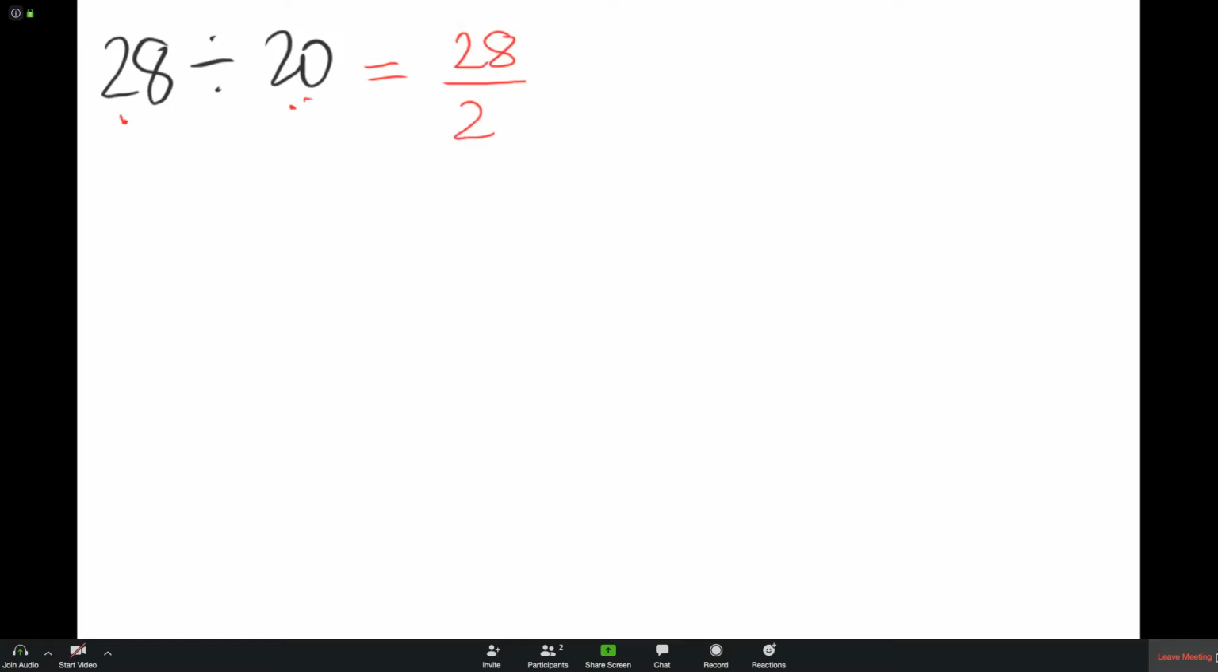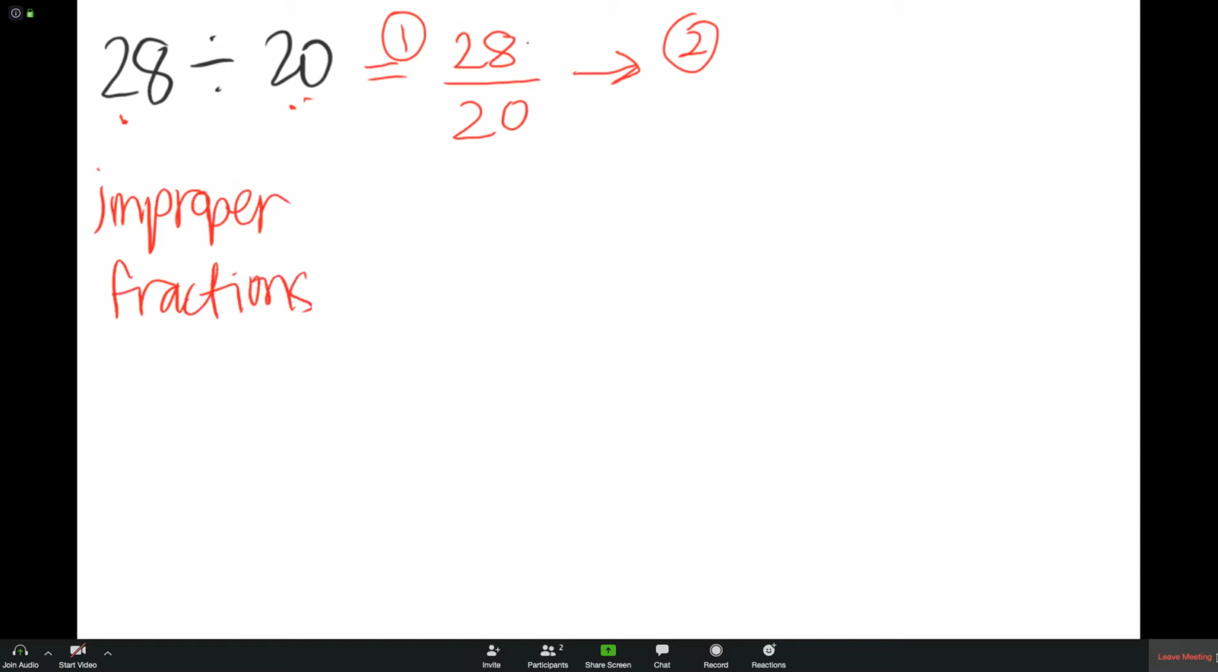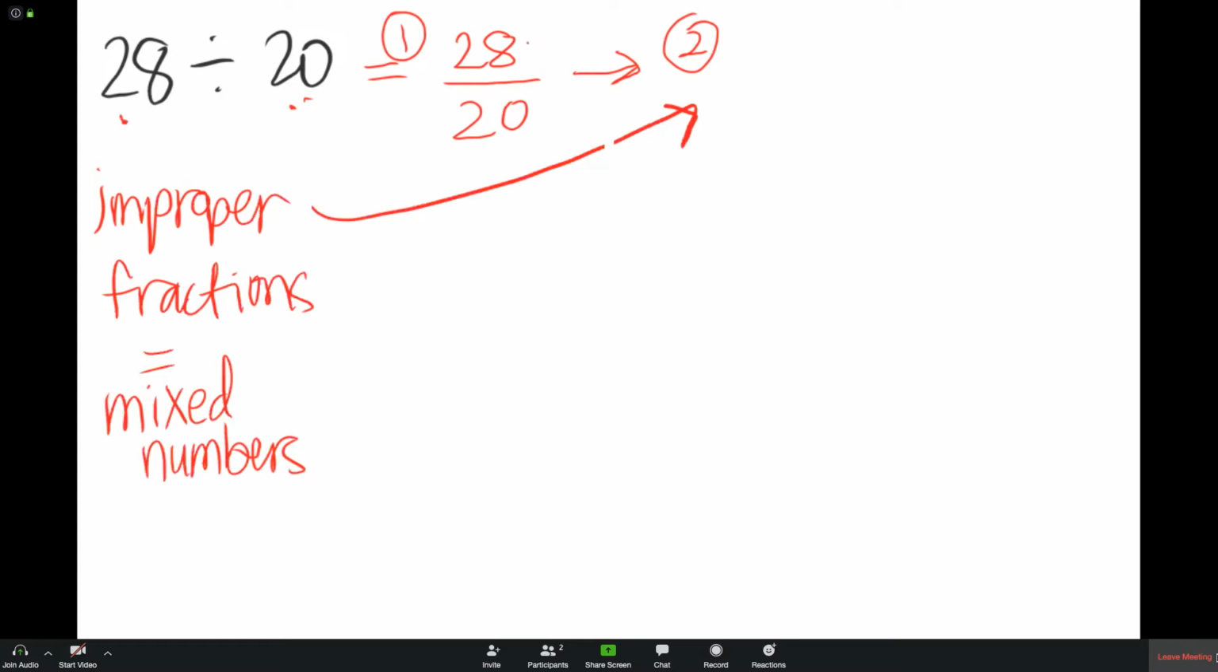28 over 20, okay? Now we have a number that is bigger on top, so this is an improper fraction. That means we need to go another step further and find it as a mixed number. So all improper fractions have to be mixed numbers. So it's when we have a whole number with a fraction. So that's here. And again, to do that, we just do long division.